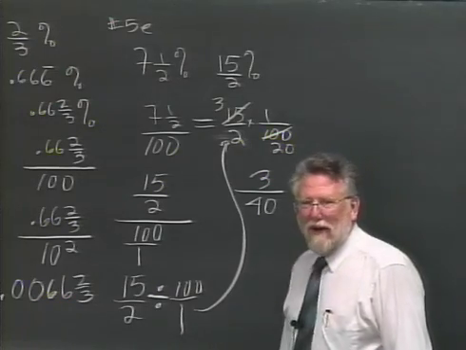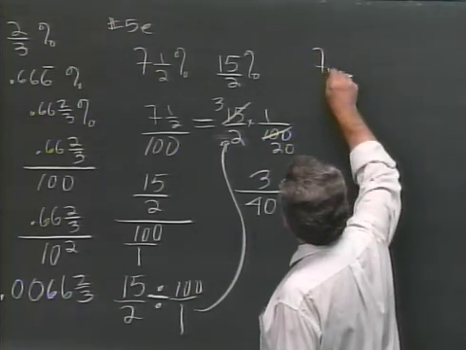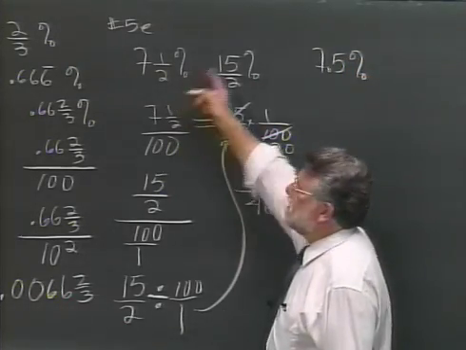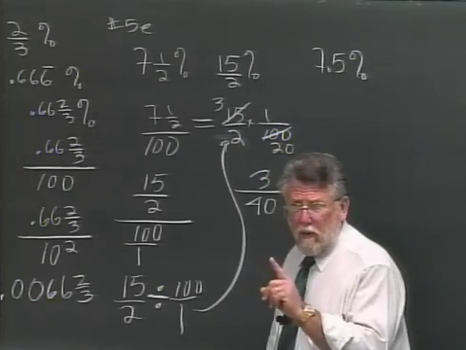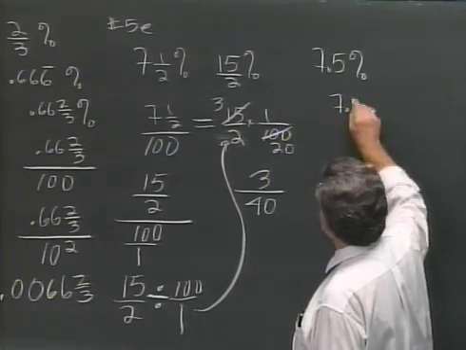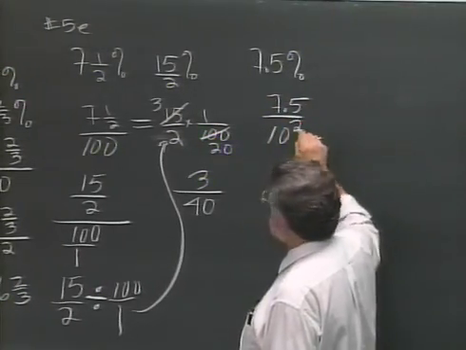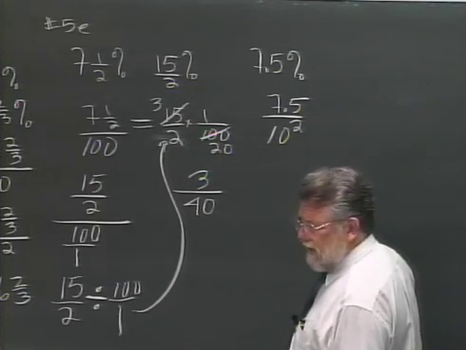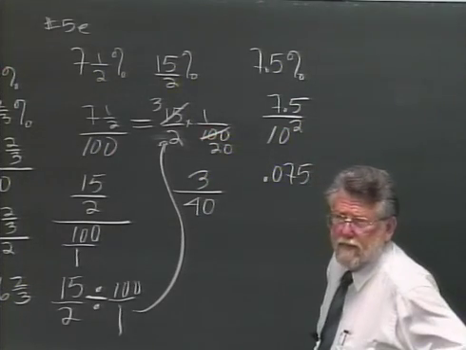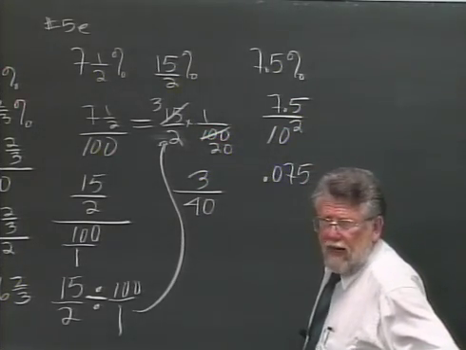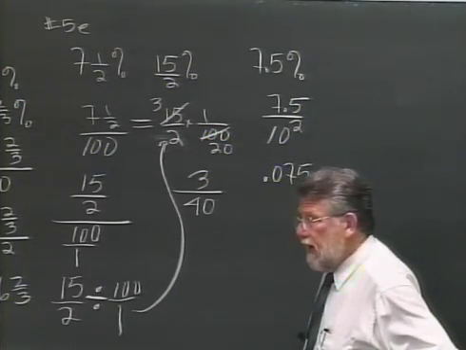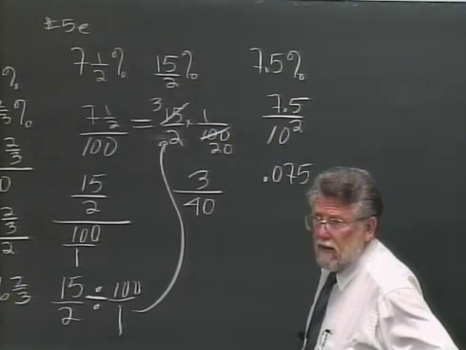Now, if I want this as a decimal, I can change the 7.5 right here to a 7.5, but note it's still a percent. So this means 7.5 over 10 to the second, which means 2 places to the left, 0.75. When we divide by a power of 10, we go to the left. When we multiply by a power of 10, we go to the right.